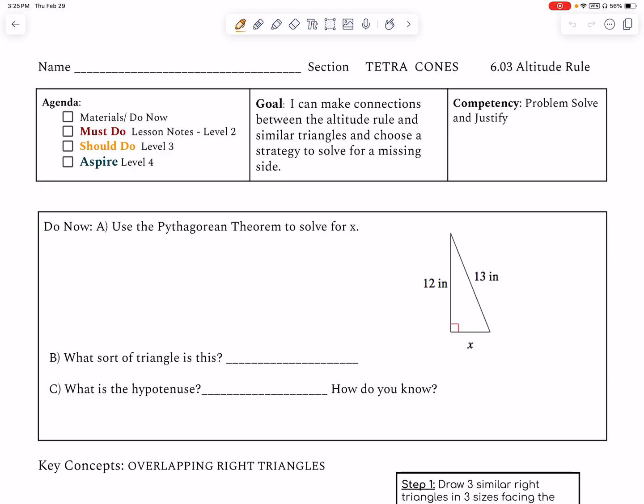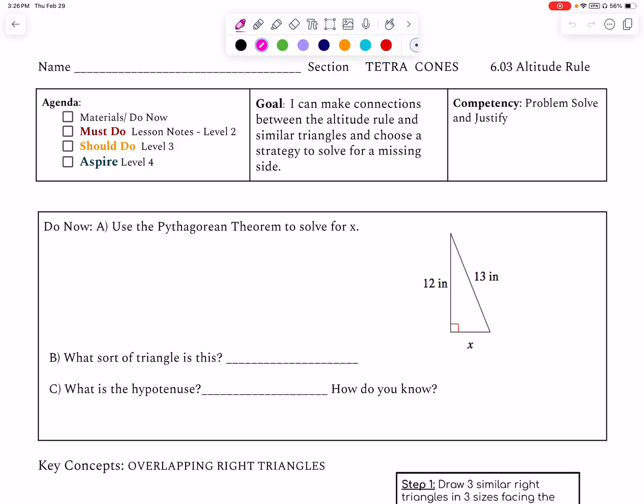Hello, lovely geometry students. Welcome to lesson 6.03, where we are going to focus on the altitude rule. So for today, I can make connections between the altitude rule and similar triangles and choose a strategy to solve for a missing side.